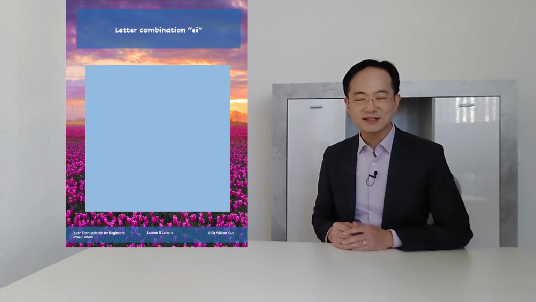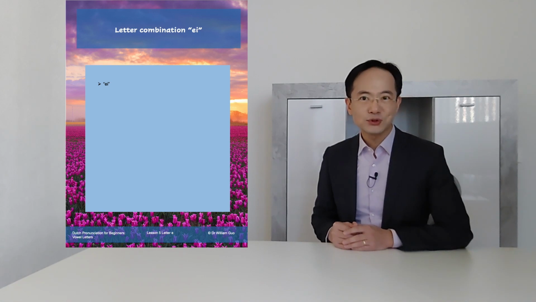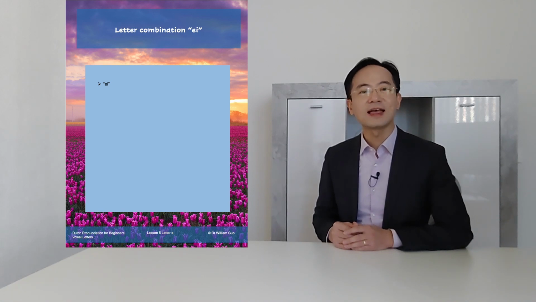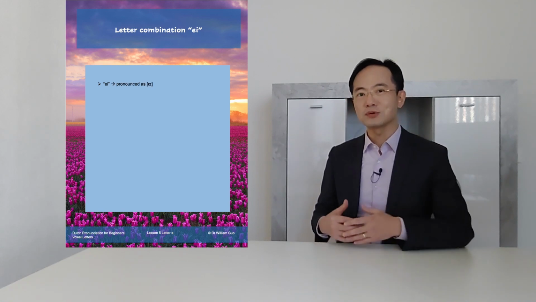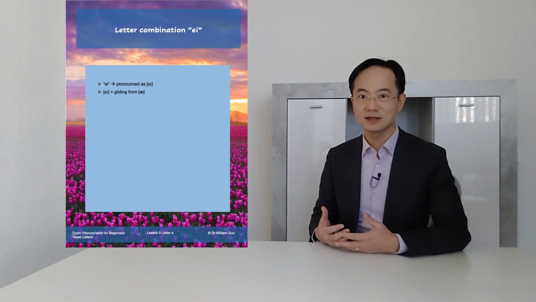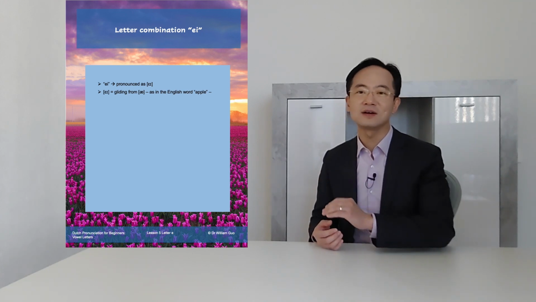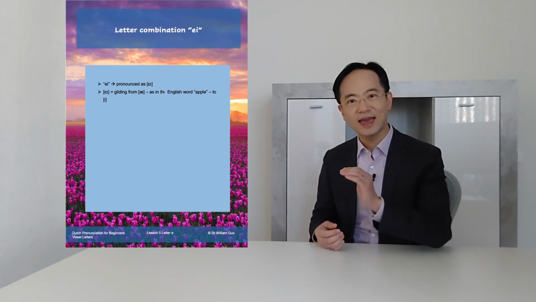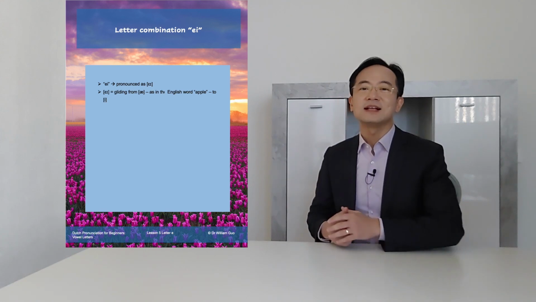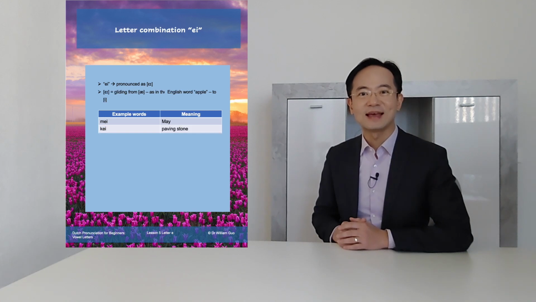The 4th rule is about the letter combination A-E. This is usually pronounced as a compound vowel. You can produce this compound vowel by first pronouncing the vowel A, as in the English word apple, and then gliding to the vowel E. Let's look at 3 examples. May, gay, Leiden.